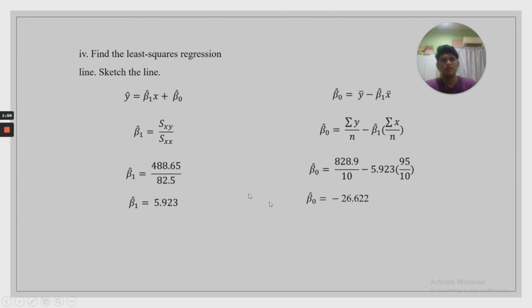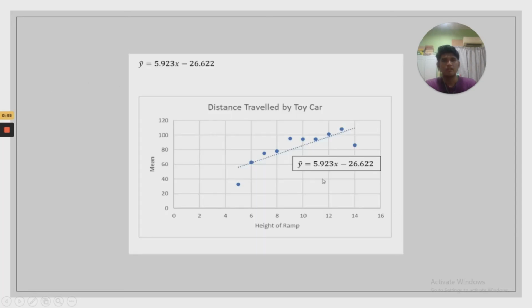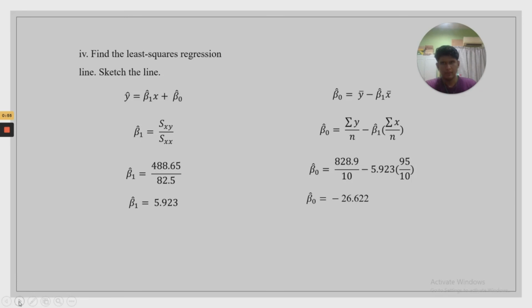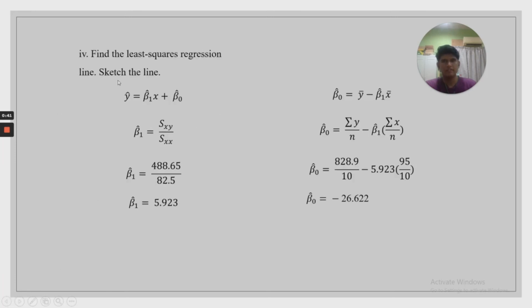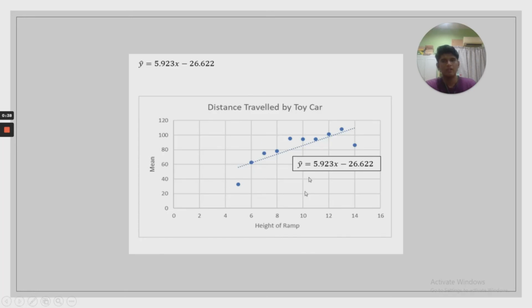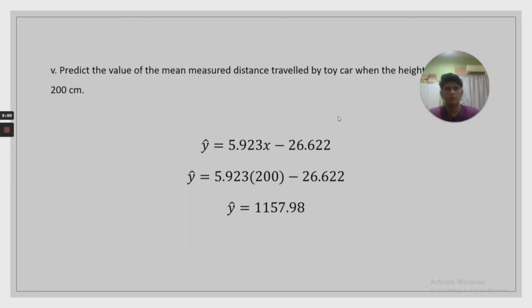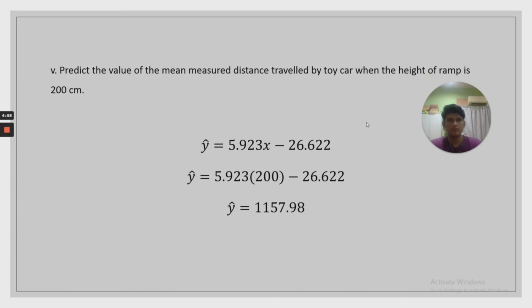So you have all the data to make the least square regression line. The least square regression line is y hat equal to 5.923x minus 26.622. This is the sketch line from the graph. So it is a linear line. So that's all for question 4.